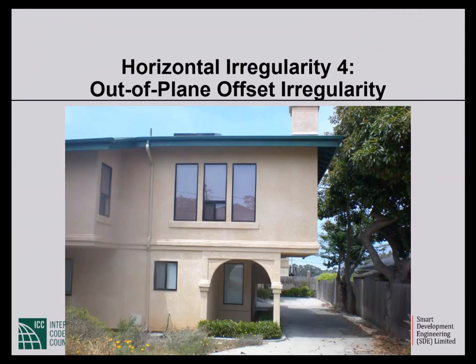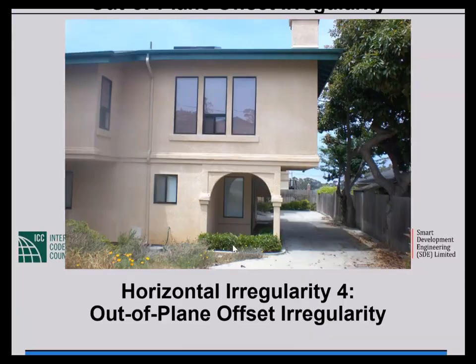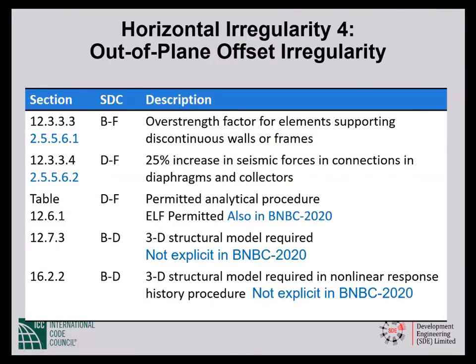These things are pretty common in practice. This is an actual residential building. This is a shear wall, and then the continuation of the shear wall is here. Okay? So this is a pretty significant out of plane offset. So in this case, there are a lot of requirements, as you see. The columns supporting discontinued shear walls have to be designed for overstrength, as we have discussed earlier. The 25% increase in seismic forces in connections in diaphragms and collectors, that gets invoked.